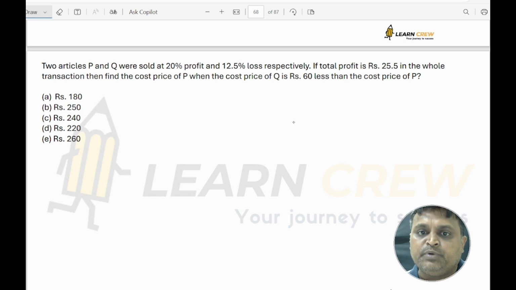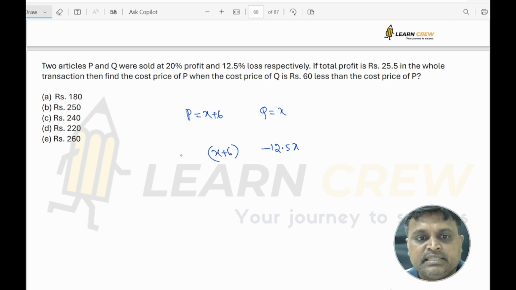The cost price of Q is 60 rupees less than that of P. So if Q's cost price is X, P's cost price is X plus 60. On Q's cost price there is a 12.5% loss. On P's there is a 20% profit. So on X plus 60 there is a 20% profit.